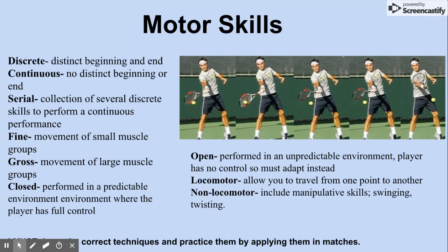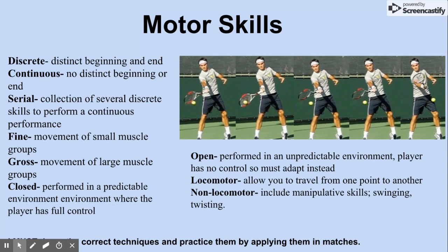Serial skills bring together several discrete tasks to form a continuous performance and include a number of distinctly ordered elements. This skill is found when running onto the ball to hit a forehand, as it combines multiple discrete skills. Fine motor skills involve the movement of small muscle groups, which is found in tennis when gripping the racket.